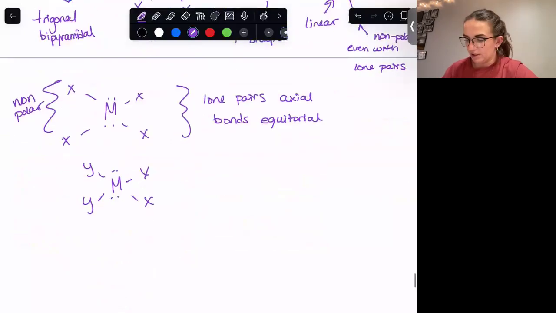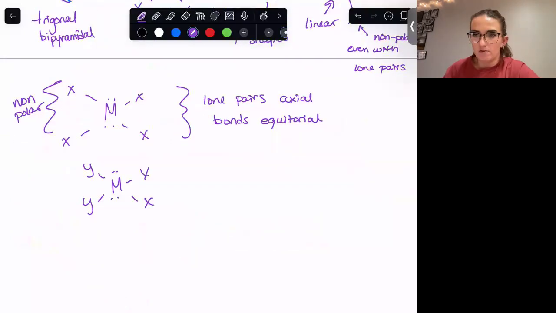So the last example here is that as long as the central atom is attached on the outside by the same element, it's nonpolar. But if your central atom has different things attached to it, then it might not be nonpolar anymore.